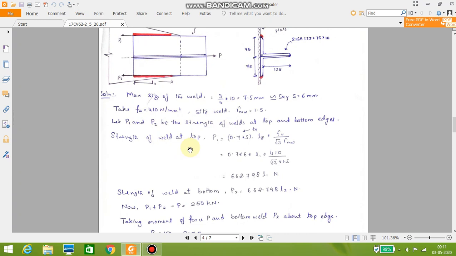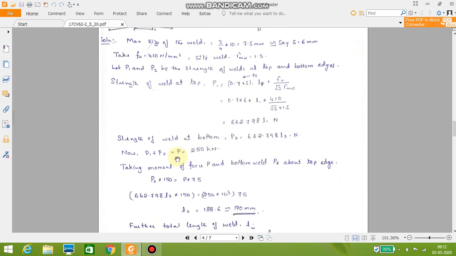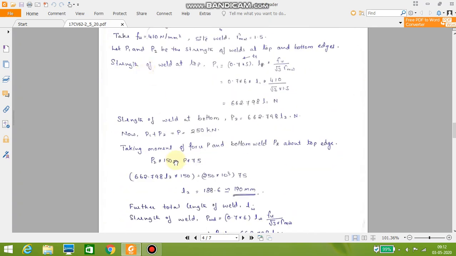Therefore, strength of the weld at top equal to P1 equal to L1 into TT into Fu by root 3 gamma mw. Upon substitution, we get 662.798 L1 Newton. So similarly, strength of the weld at the bottom is also equal to the same. Now, P1 plus P2 equal to P. By default, P should be equal to P1 plus P2, works out to be 250 kilonewton.